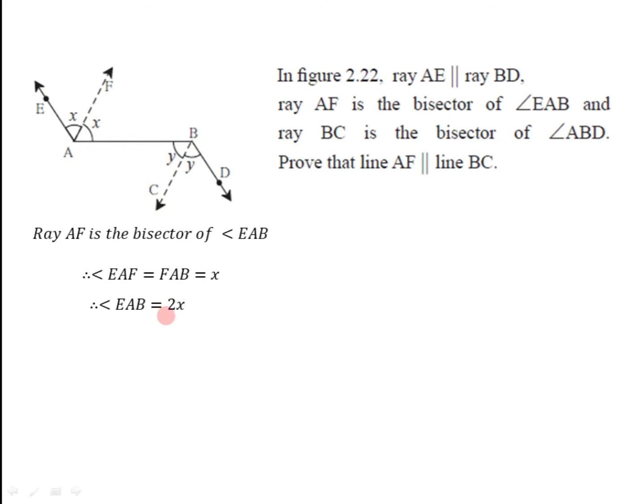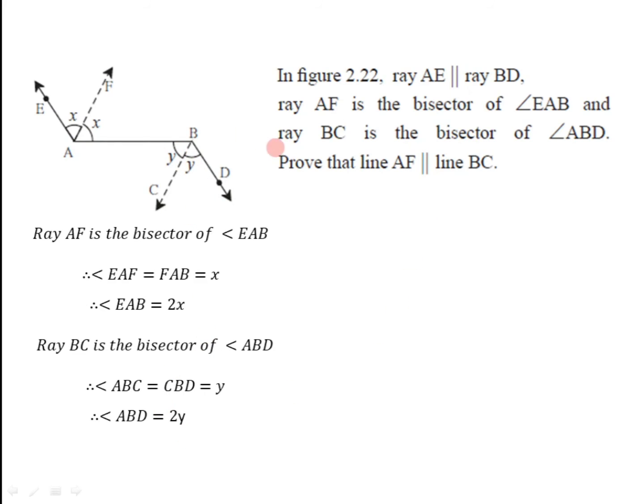In the same way, there is another ray BC which is the bisector of angle ABD. So here also the angle ABD is divided into two equal angles, that is angle ABC and angle CBD. Let the measure of these two angles be y degree. So angle ABC is equal to angle CBD is equal to y. And now if we add these two smaller angles, we get angle ABD. So the measure of angle ABD must be y plus y, that's 2y.